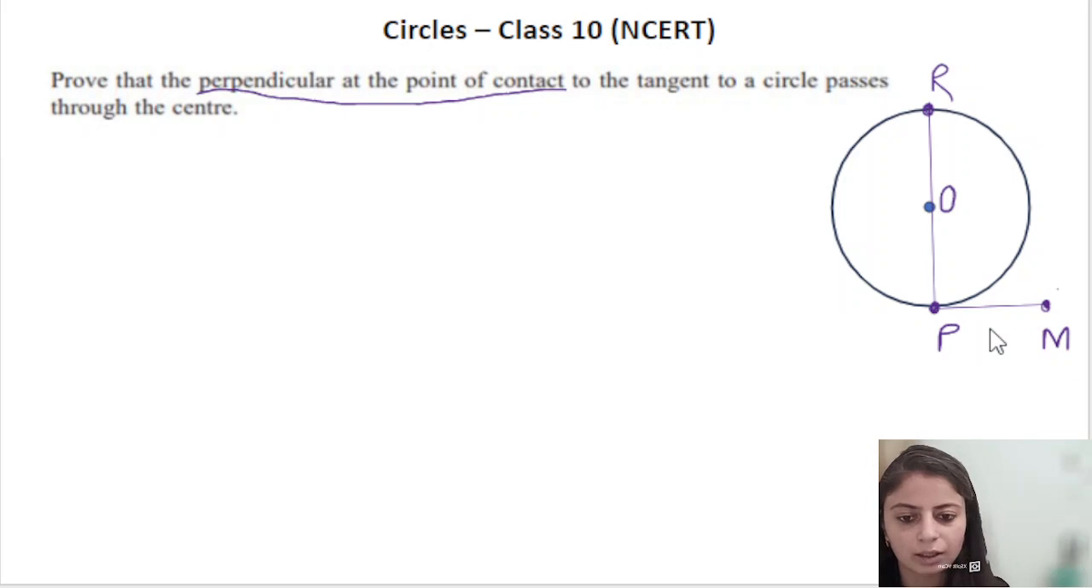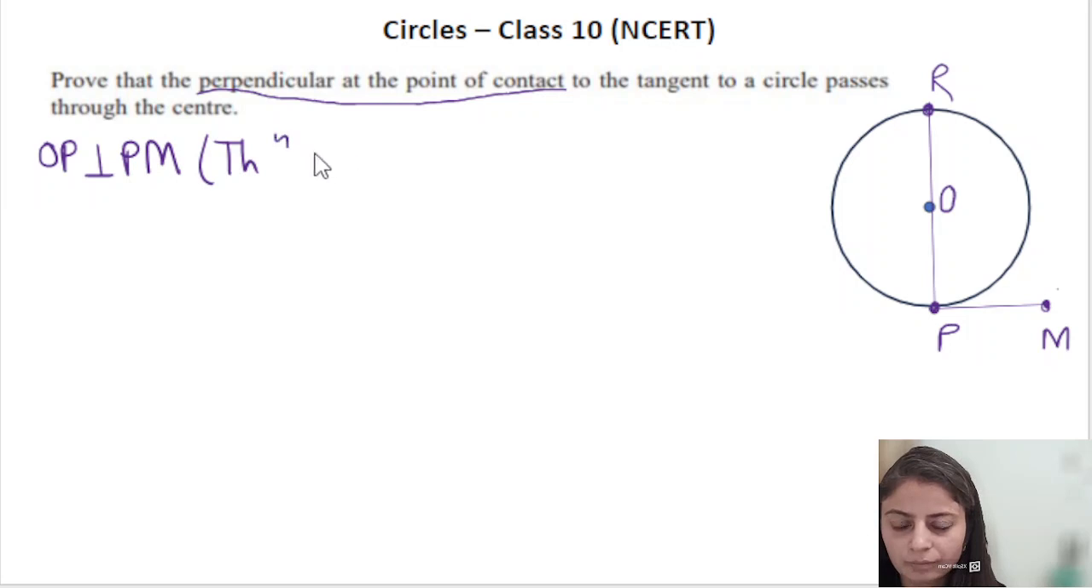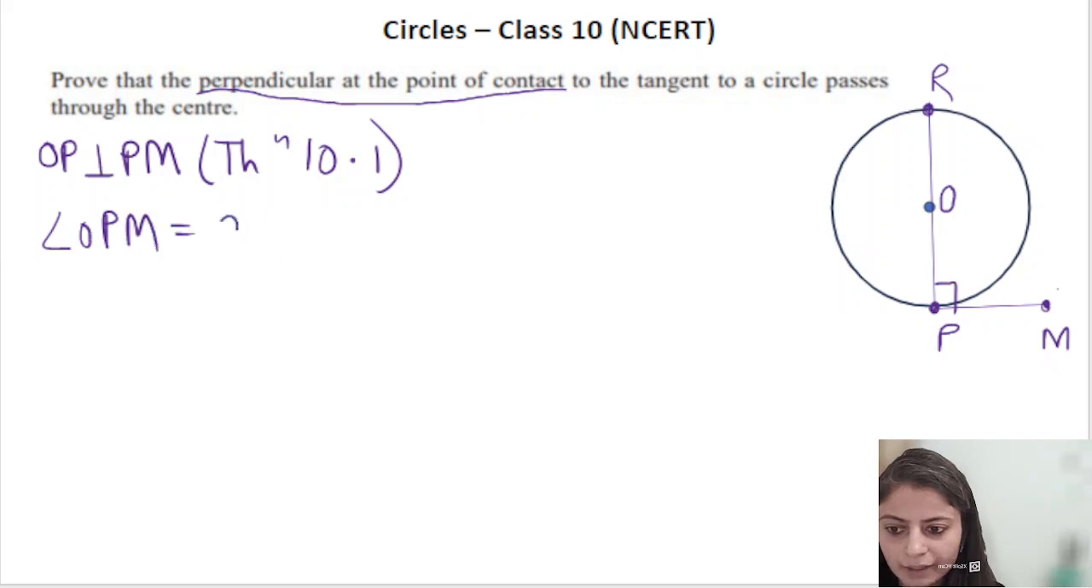Okay. Now PM is perpendicular to OP because we know the theorem that the tangent at any point of a circle is perpendicular to the radius to the point of contact, right? So therefore OP is perpendicular to PM. You can mention the reason here. This is theorem 10.1. Okay, so this means this angle is 90 degrees. Angle OPM is 90 degrees.